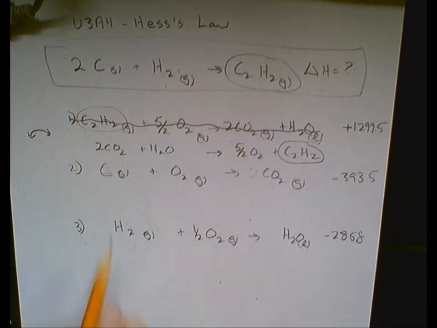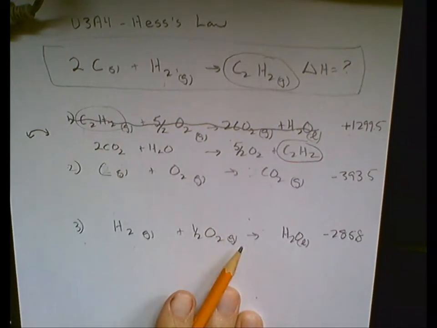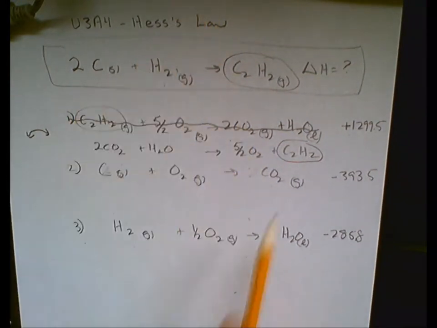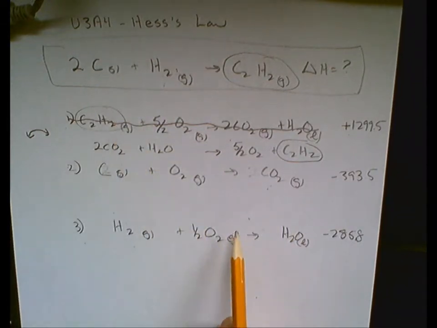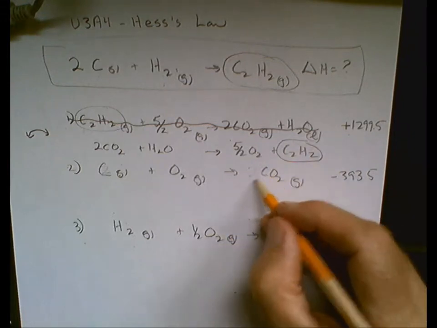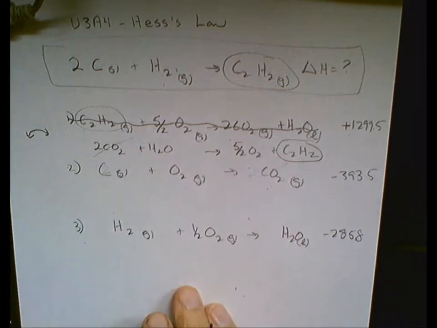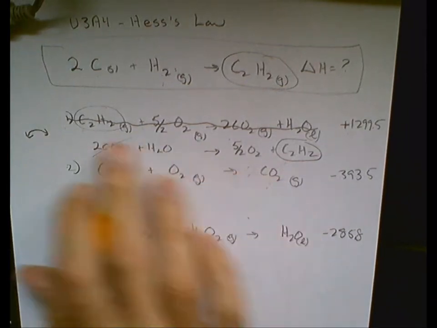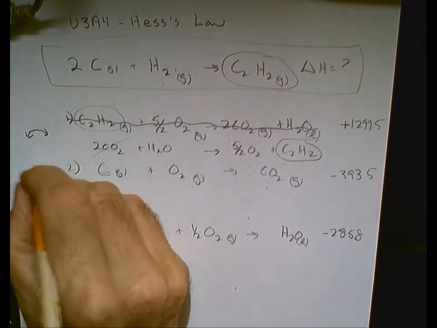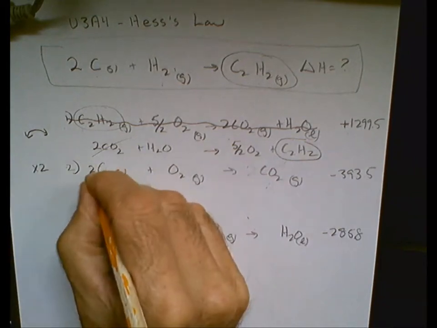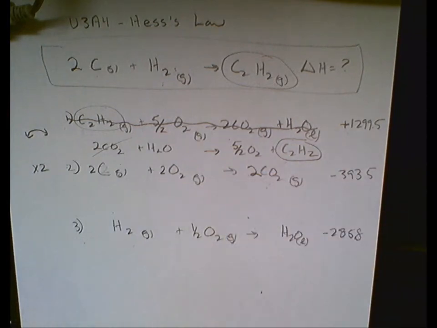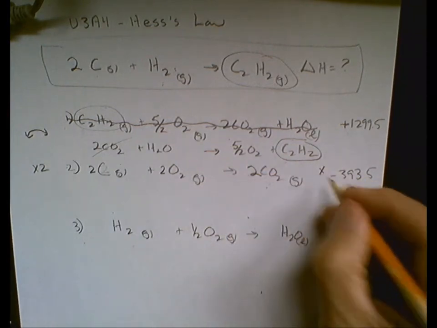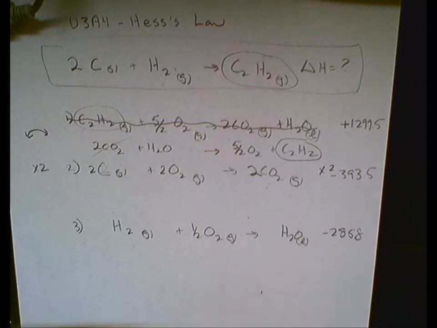Now what I have to do is I have to look down here and find any molecules that are not up here. So for example, CO2 is not up here. Well, what can I do? I've got to get rid of CO2. Well, what you can do is if something's on the product side and something's on the reactant side, you can cross it out. But I don't have enough CO2s here to cross that out. So I'm going to multiply this line by 2. If I multiply this by 2, I've got to multiply this number here by 2.